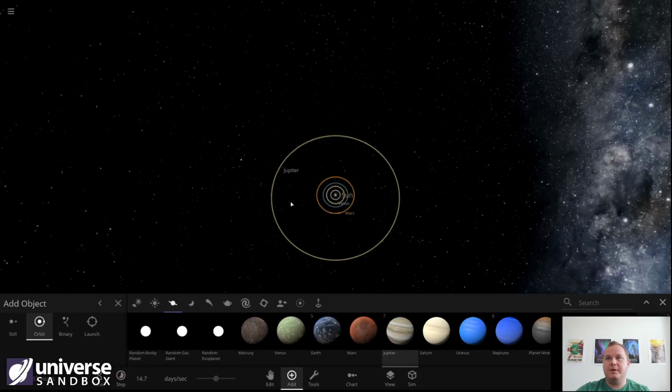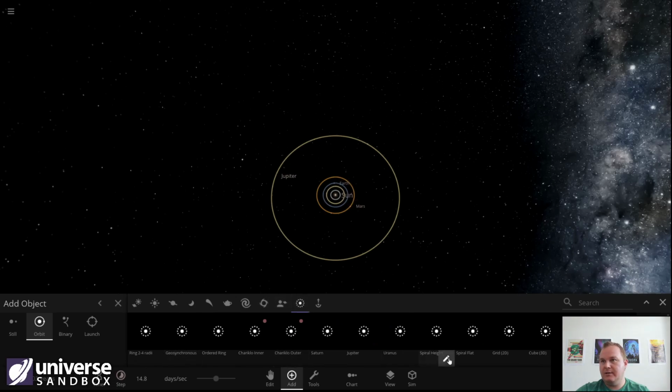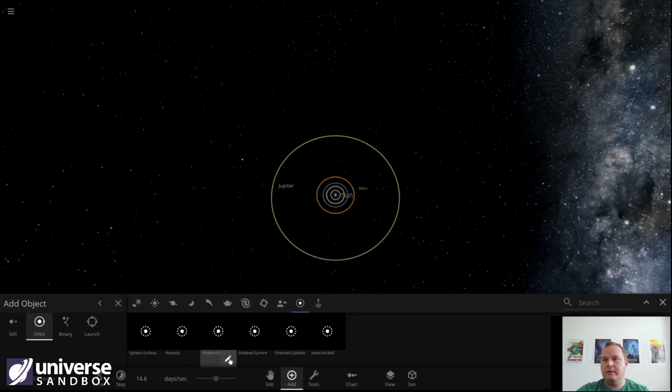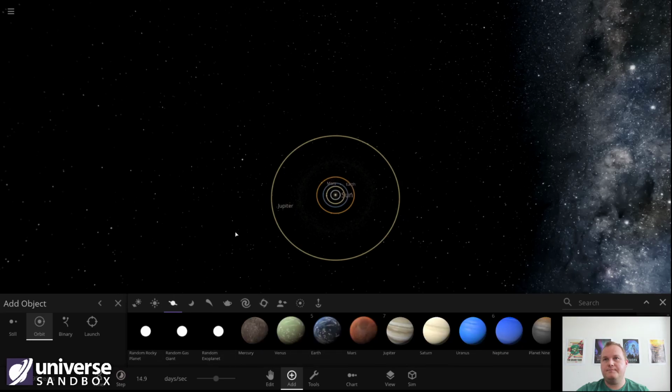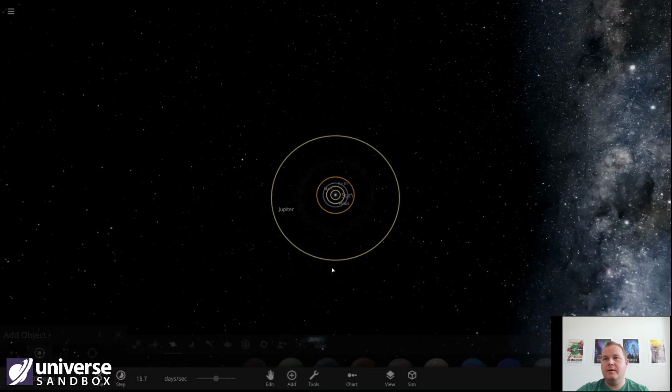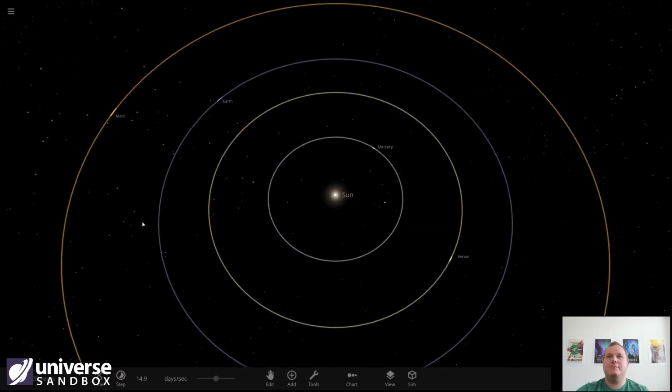Cool. So big difference now, and you might know this already, the gap between Mars and Jupiter is where the asteroid belt resides. Now I think we can actually make an asteroid belt, because why not? Let's give it a try. Ring, ordered ring, asteroid belt, and we want to add the asteroid belt to the Sun. There you go. Look at that. So we actually have an asteroid belt now between Mars and Jupiter, which is exactly where it should be.